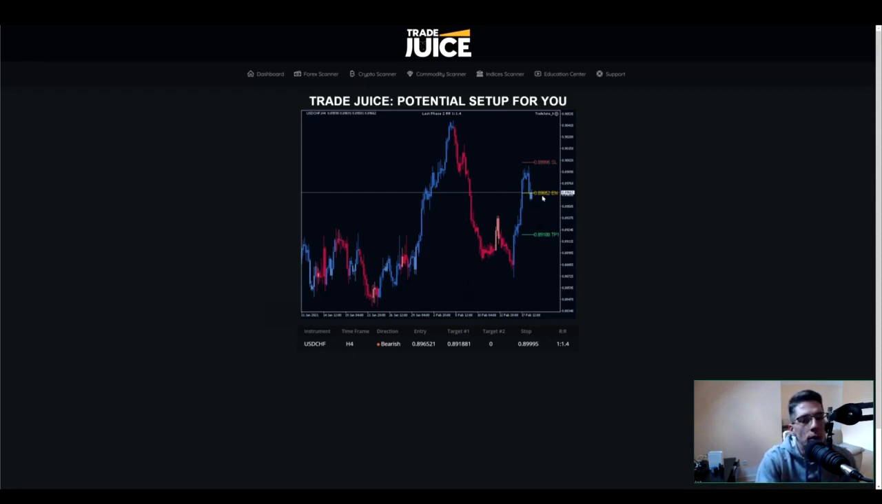So we want to be looking for a short position at 89.6521 with a target at 89.1881 and stop loss at 89.9995. The risk reward is 1 to 1.4. So if you risk $100, we would be making $140.